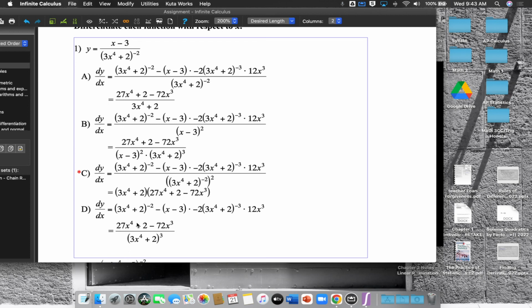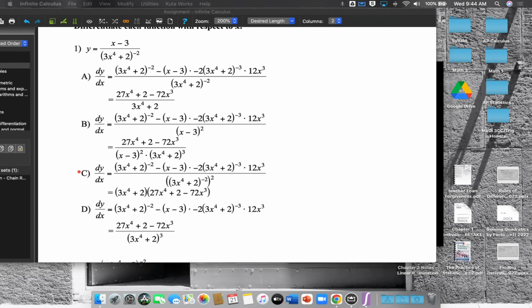Last one we'll do. Use the quotient rule to try to match one of A, B, C, D. A used the quotient rule incorrectly because on the bottom you're supposed to square it. They didn't square the bottom for A. It should be squared. Okay. B didn't put the bottom one correctly. It's supposed to be the bottom squared, not the top squared.